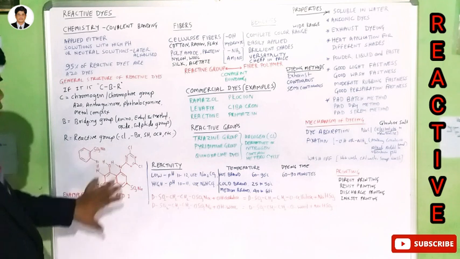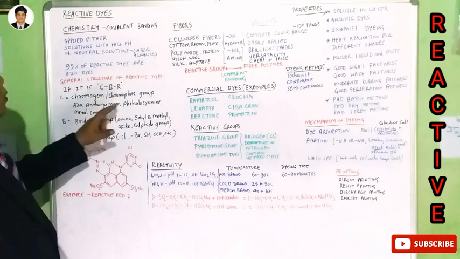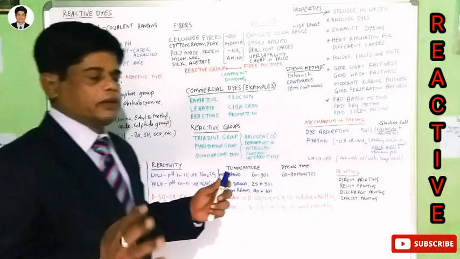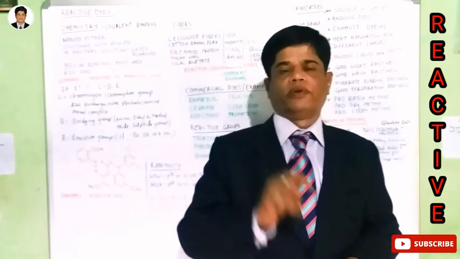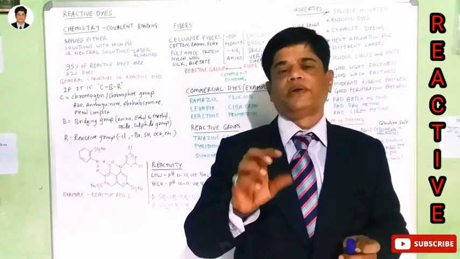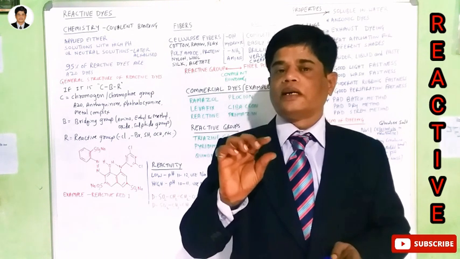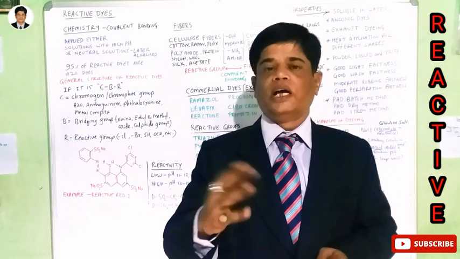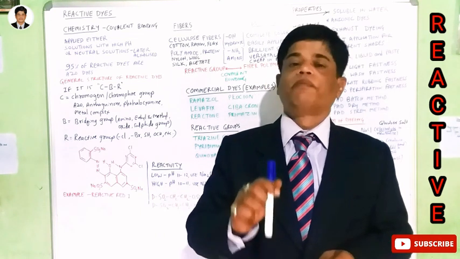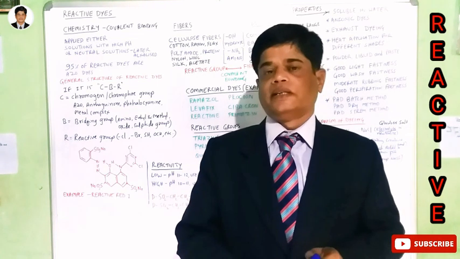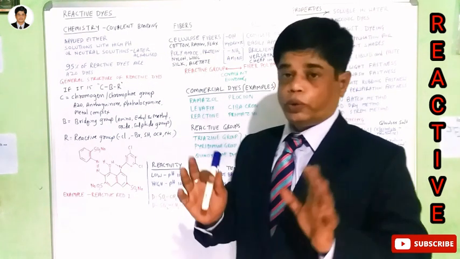What is taking place in the reactive dye? Here C means chromogen or chromophore. In reactive dyes, this is one part of the reactive dye. Chromogen is the color producing part, the substrate. The part that causes the color, blue, yellow, red, or whatever the color is, that color making part in the reactive dye, we call chromogen or chromophore. That group will be there.